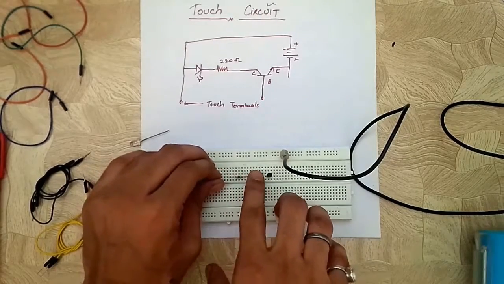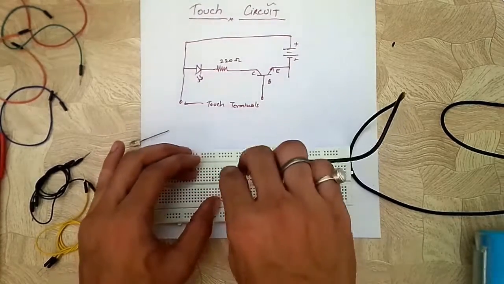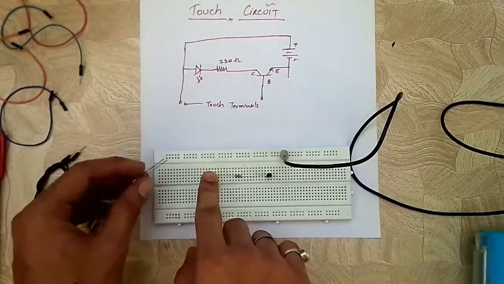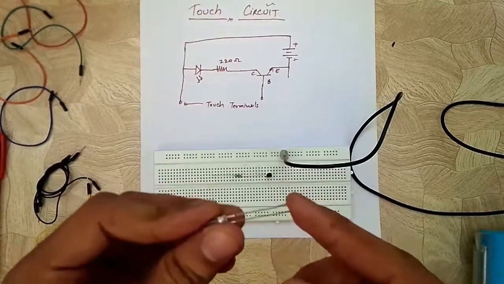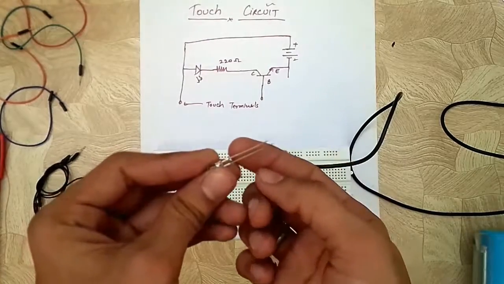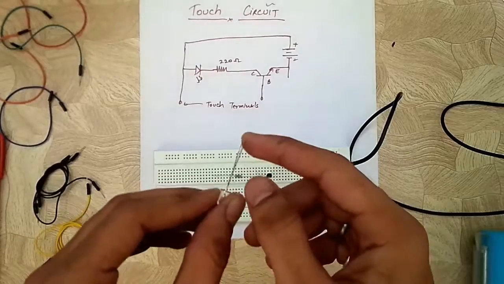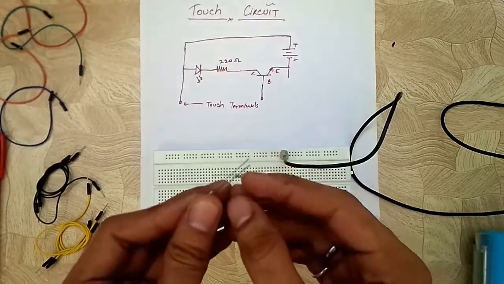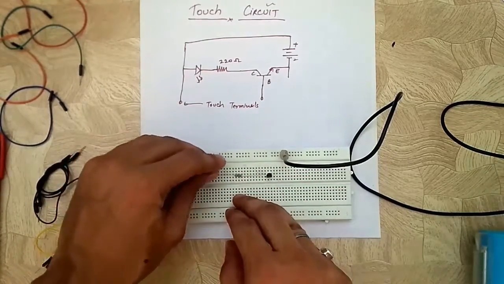I am connecting the resistance with the collector of the transistor, and the second leg of the resistance I will connect with the negative leg of the LED. Here are two legs, as you can see. One is long and another one is short. The long leg of the LED is the positive and the short one is the negative. So I'm taking the negative leg of the LED and joining it with the resistance.